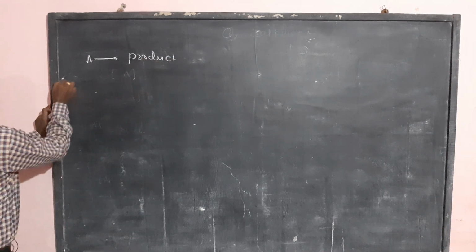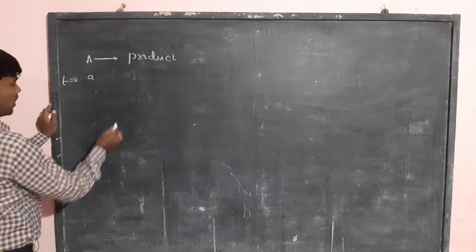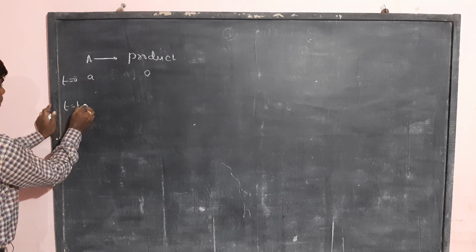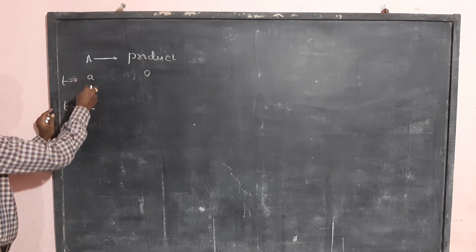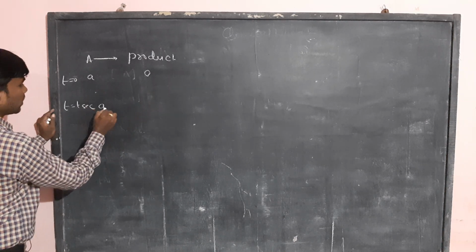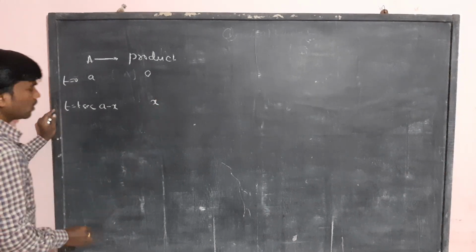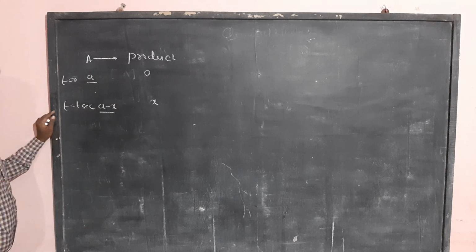At t is equal to 0, the reaction has not yet started. Its initial concentration is a, so product concentration is 0. After t is equal to t seconds, some x portion from A is going to form product, then the remaining quantity is a minus x. So now we are going to take integration limits, initial concentration and final concentration.